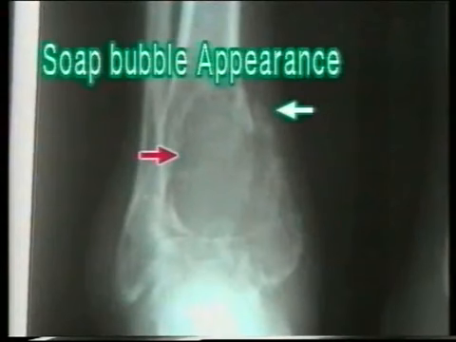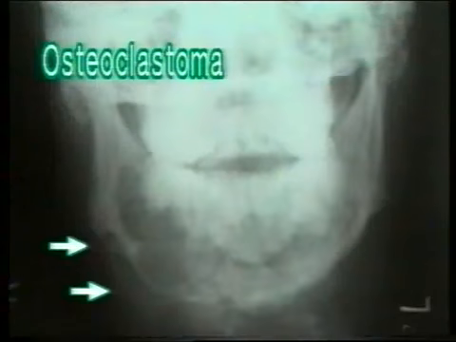There are thin septa within the tumor, giving it a soap bubble appearance, and there may be pathological fractures of the thinned cortex as shown by the red arrow. This is an osteoclastoma or giant cell tumor of the lower end of tibia.